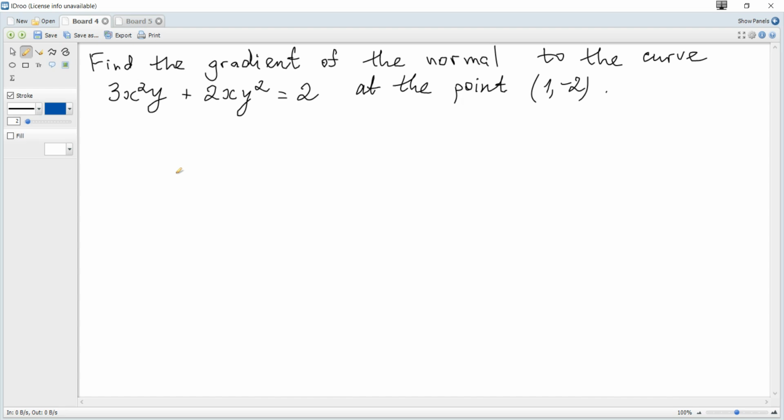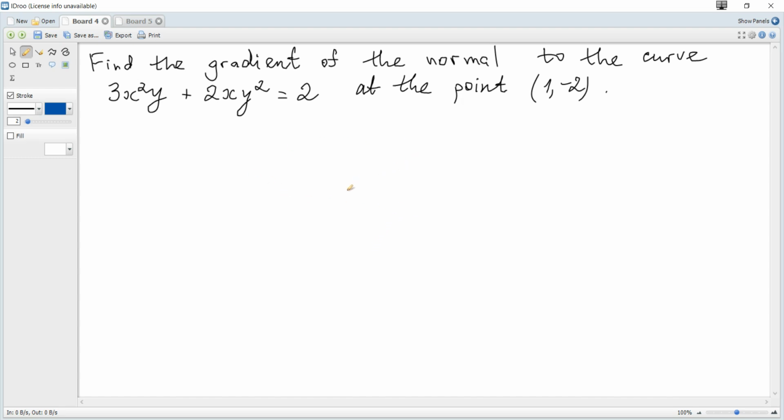Find the gradient of the normal to the curve. So we know that a normal is a line which is perpendicular to the tangent, and if two lines are perpendicular, the gradient of one is the negative reciprocal of the other. We also know that the gradient of a tangent is the derivative at the point where it is drawn.